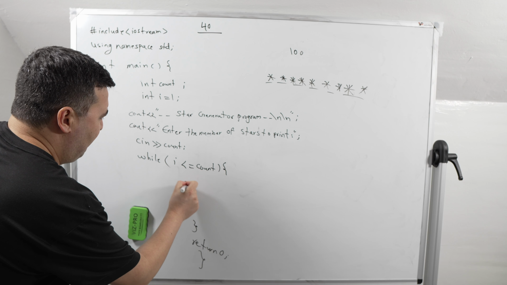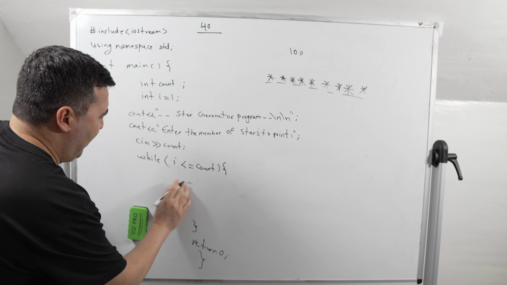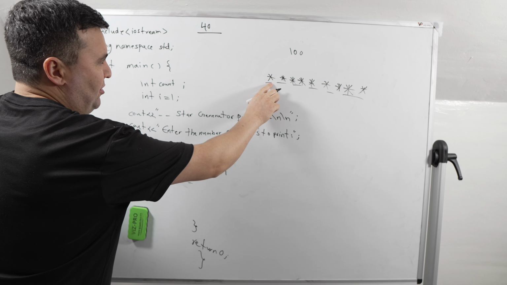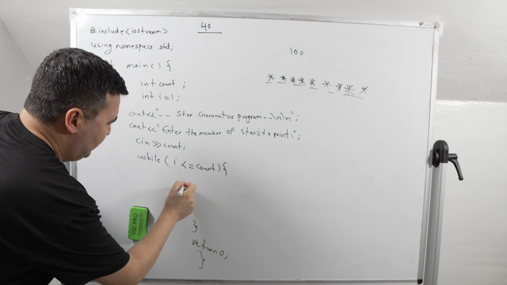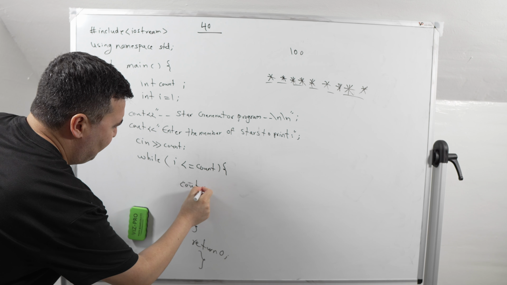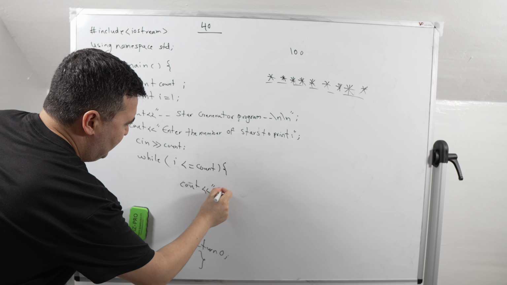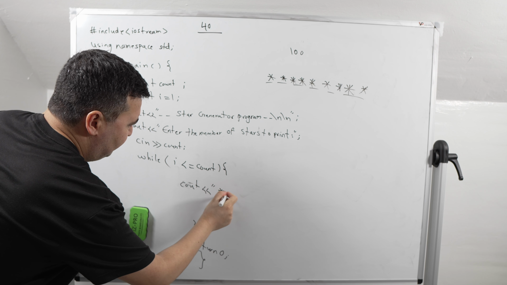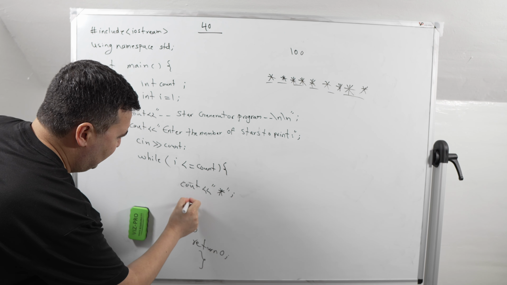And then we need to cout, because our repetition was printing the star. So here we say cout star, and semicolon, and then i++.